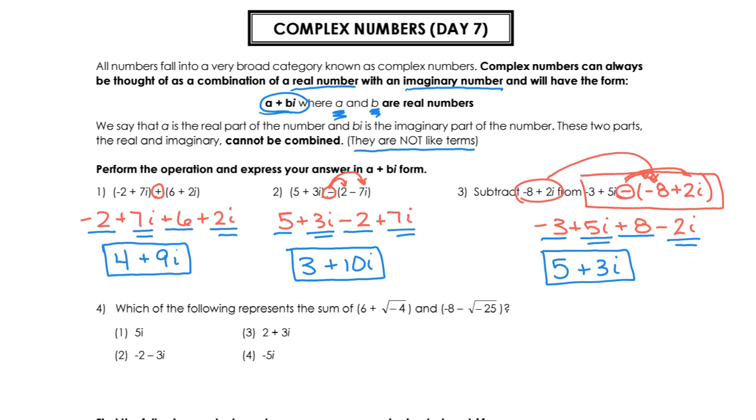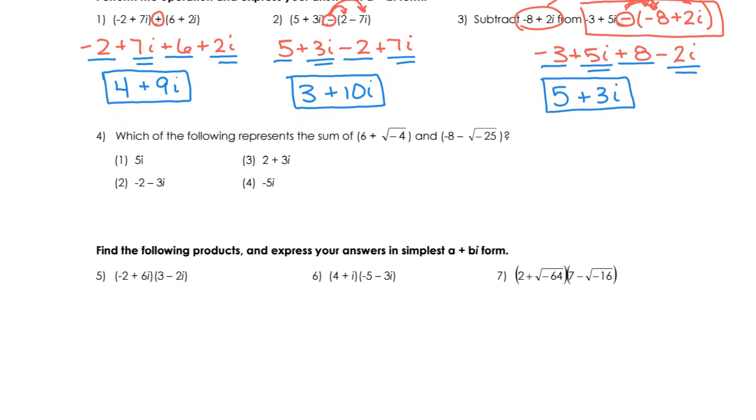Okay. Heading down. Number 4 says, which of the following represents the sum of these two complex numbers? And what's different about these ones is that they have radicals with negatives underneath them. And on day 6, we learned how to simplify those. Okay, so we're going to go ahead and remember that this is actually the square root of 4 and the square root of -1, which then becomes 2i. So we're going to rewrite this as 6 plus 2i.